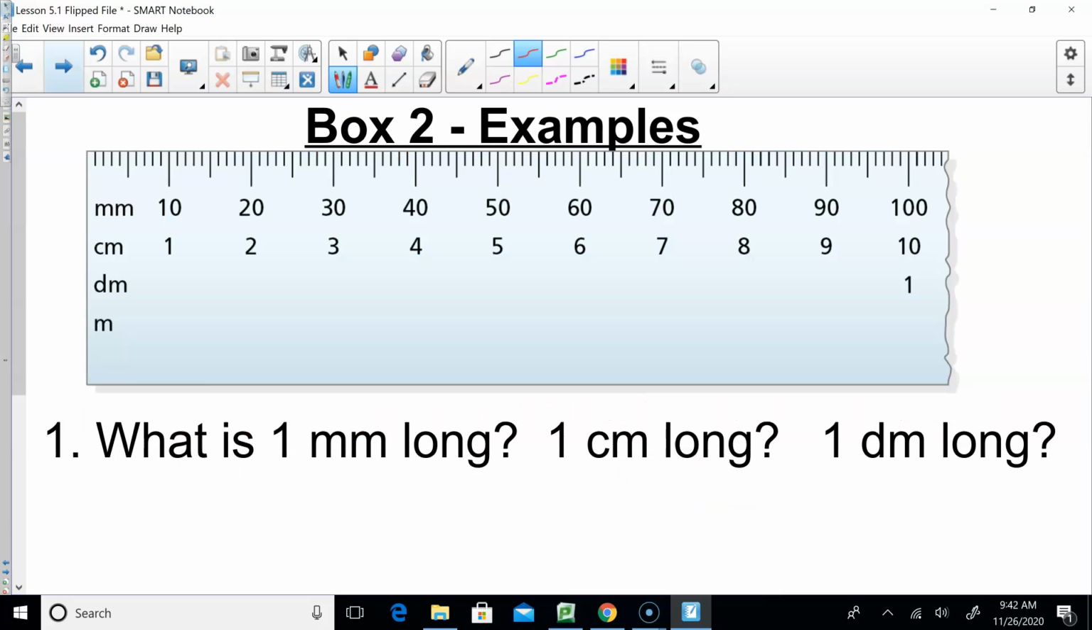So right now, some examples. We think about things, what is 1 millimeter long? Think about what a millimeter is again. A millimeter is from right here to right here. So things that are really small, that's how big they are. So it's not really big at all.